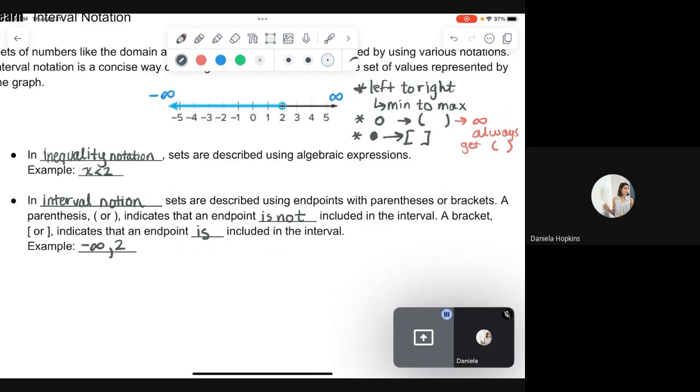So in this notation, that negative infinity in our example would get a parenthesis. And then since the 2 is an open circle, it would also get a parenthesis.